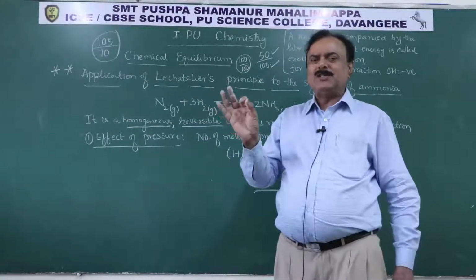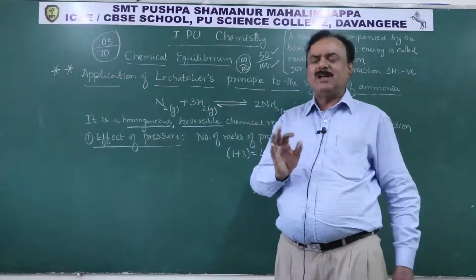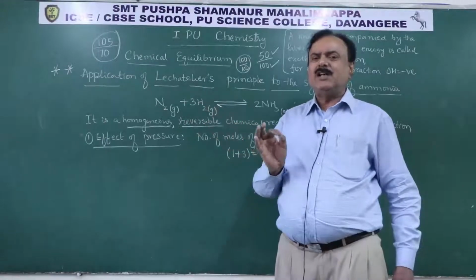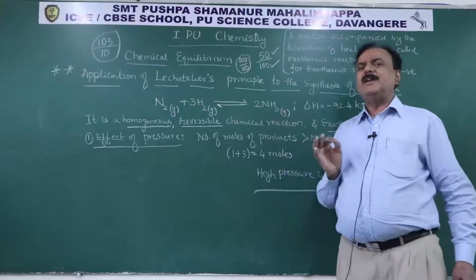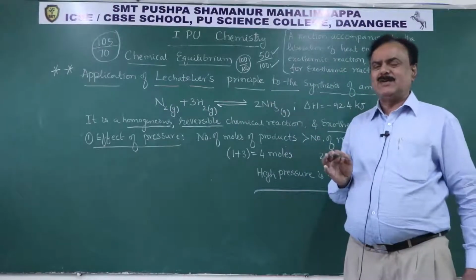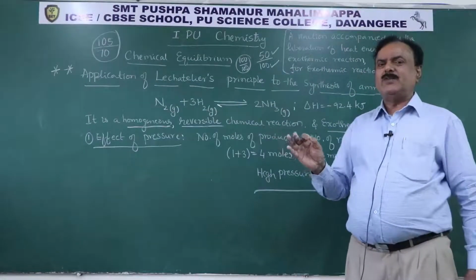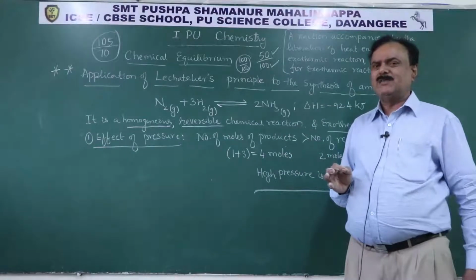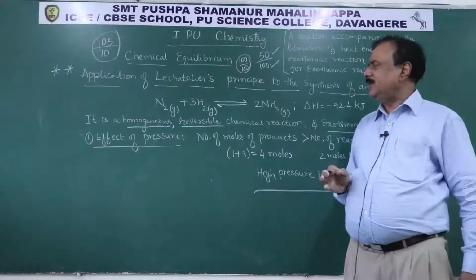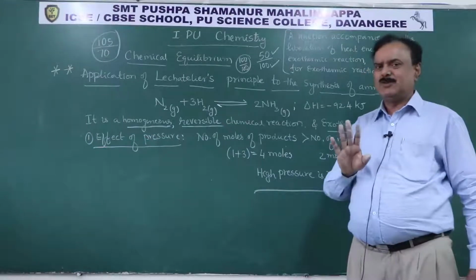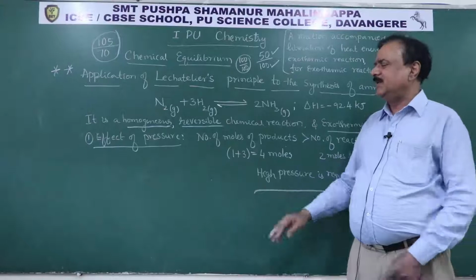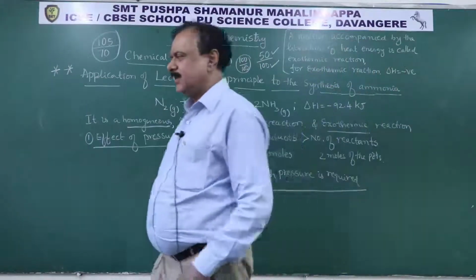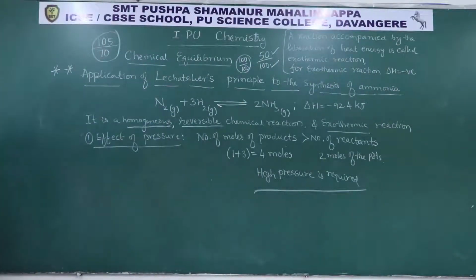Therefore, low pressure decreases the yield of ammonia, and high pressure increases the yield of ammonia. High pressure is required for the forward direction, that is, for the synthesis of ammonia. Low pressure is required for the backward direction, that is, for the decomposition of ammonia into nitrogen and hydrogen. Is it clear? This is about the effect of pressure on the equilibrium condition.